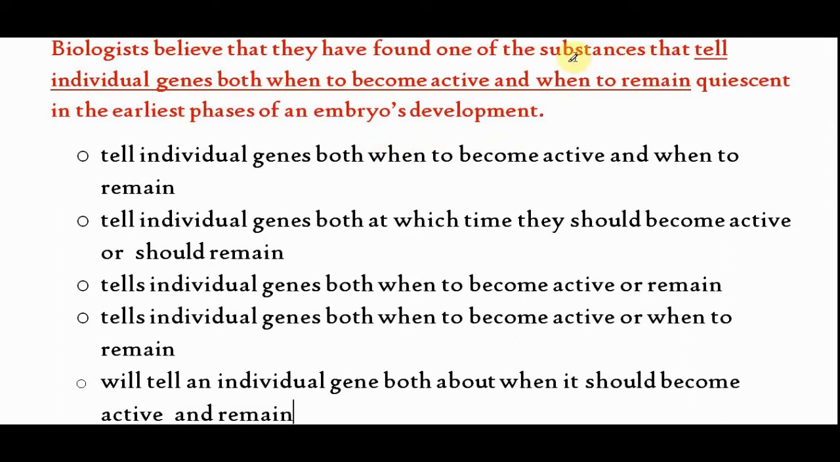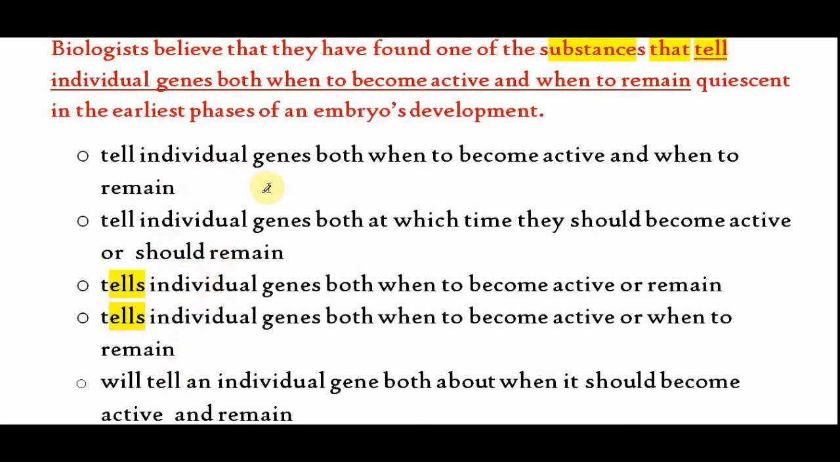Alright, so here the subject is substances. So the verb should be tell. Why? Because whenever there is a verb just after that, just after which, just after who, the subject will always be the previous noun. So here the previous noun is substances, plural, that's why it should be tell. So option C out and option D out. Now option A, B and E is okay.